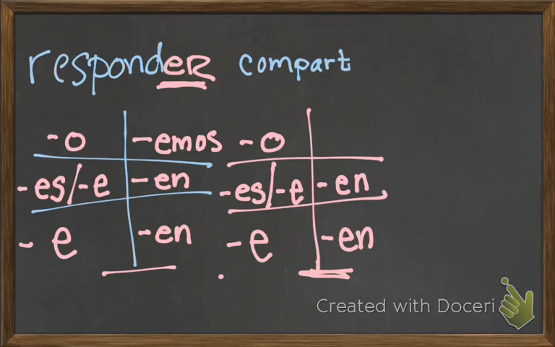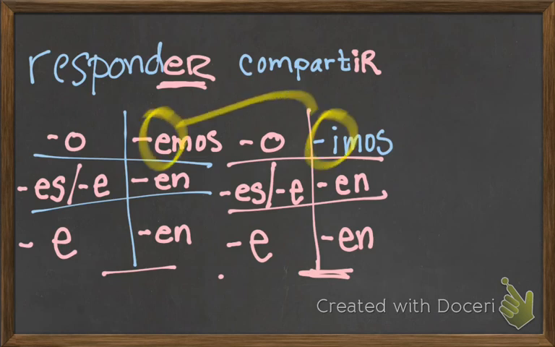Here's our only change. Imos. Compartimos. So your ER verbs and your IR verbs share the same ending patterns for everywhere except the nosotros form. So O, S, A, N is the same all the way through, but we need to just be aware that the ERs take the E and the IRs take the I.